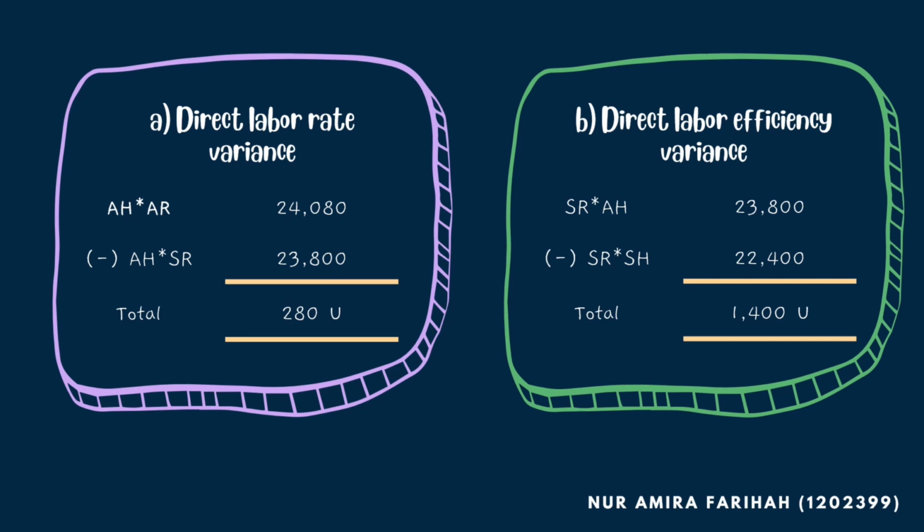Next, for question B, the standard rate of 7 ringgit we multiply by the total actual hours of 3,400 hours. So we get 23,800, minus the standard rate, 7 ringgit, multiplied by standard hours, which we get from 800 units produced, multiplied by 4 hours given in the first table of the question. Then we get the unfavorable amount of direct labor efficiency variance, which is 1,400.